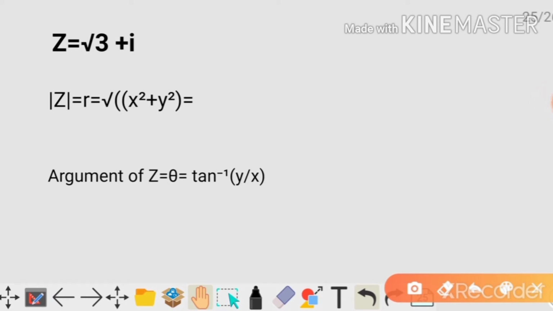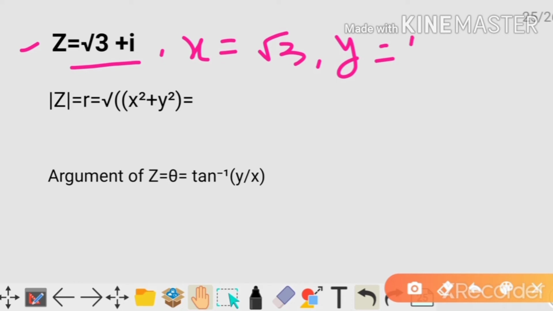Now we are going to convert this complex number to its polar form. For this we need to know what is x and what is y. As you can see, it is root 3 plus i, so x equals root 3 and y equals 1. Then r will be root over of x square plus y square. That means 3 plus 1 equals 4, so r is 2. And we will take only the positive value because r is the distance.